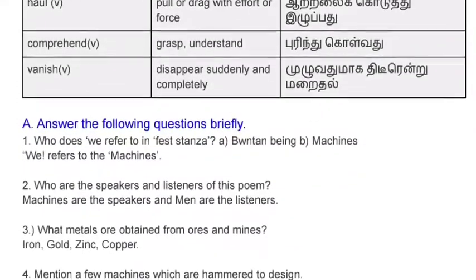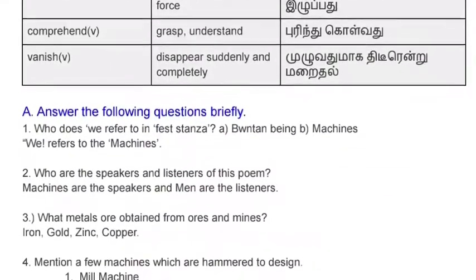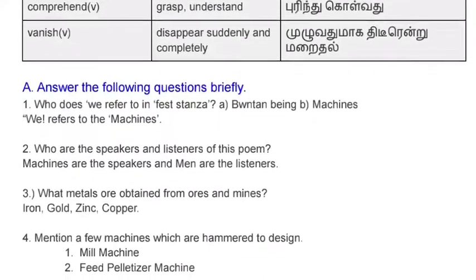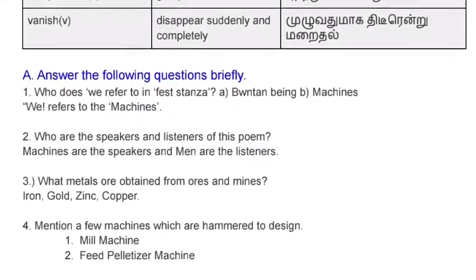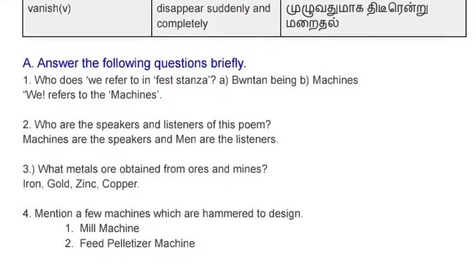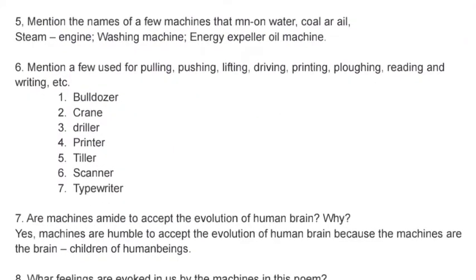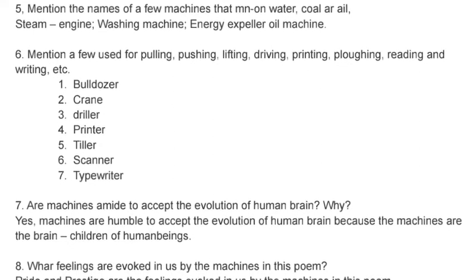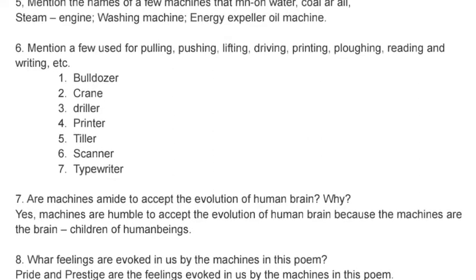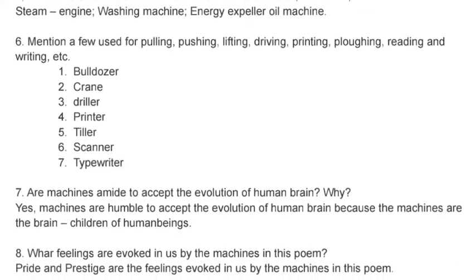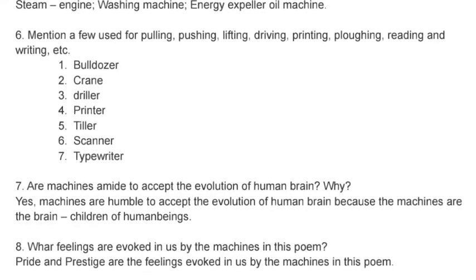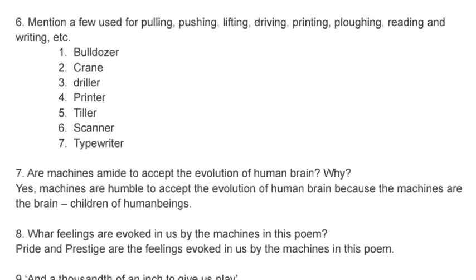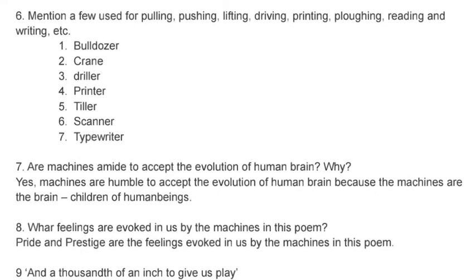3. What metals are obtained from ores and mines? Iron, gold, zinc, copper. 4. Mention a few machines which are hammered to design. Mill machine, feed pelletize machine. 5. Mention the names of a few machines that run on water, coal or oil. Steam engine, washing machine, oil machine. 6. Mention a few used for pulling, pushing, lifting, driving, printing, plowing, reading and writing, etc.